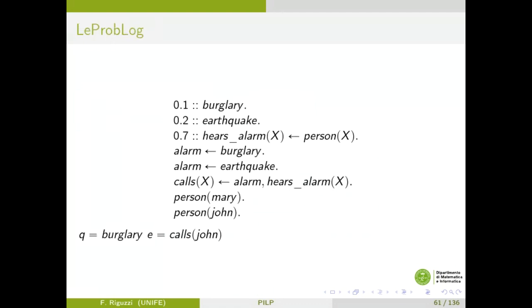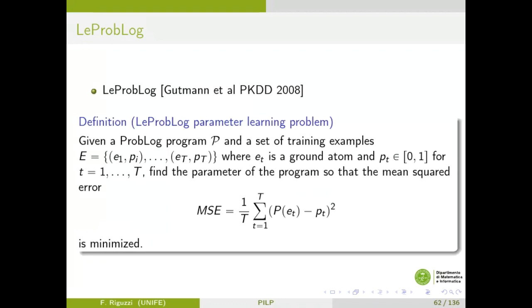Okay, so in Problog, there was a system called LeProblog, which used to perform parameter learning using gradient descent. LeProblog minimizes the mean squared error of the examples. Different from EMBLEM, in LeProblog, the examples are associated with a probability. So each example is associated with a probability. The learning problem of EMBLEM is equivalent to this one, where the probability is 1 for positive examples and 0 for negative examples. Here you can have also intermediate values.